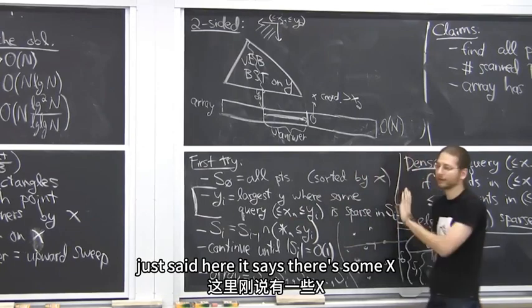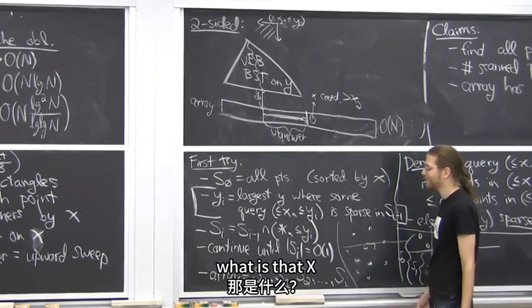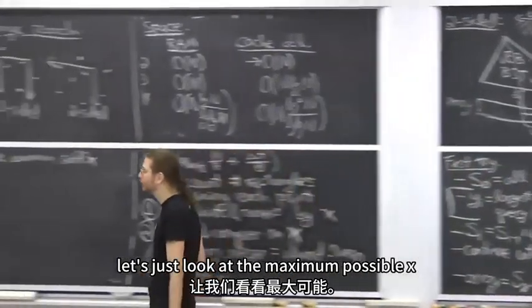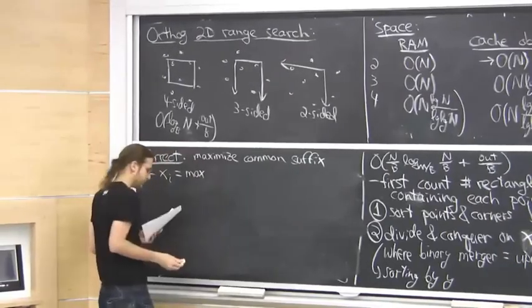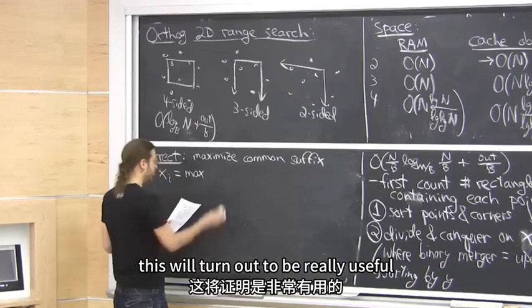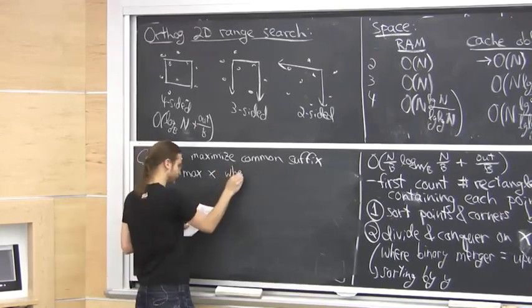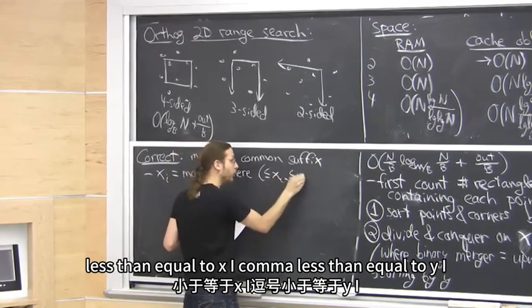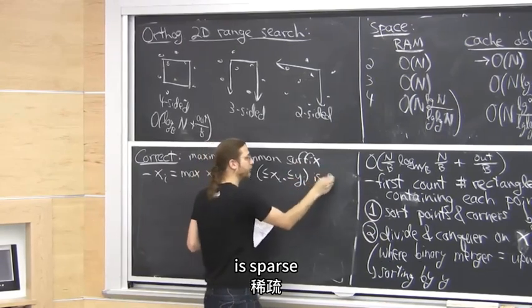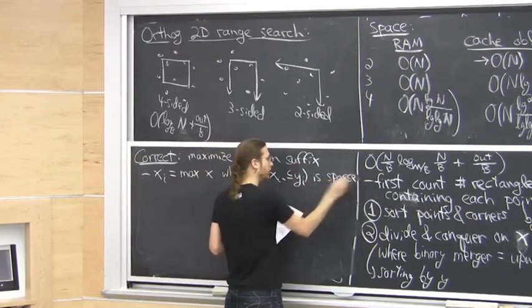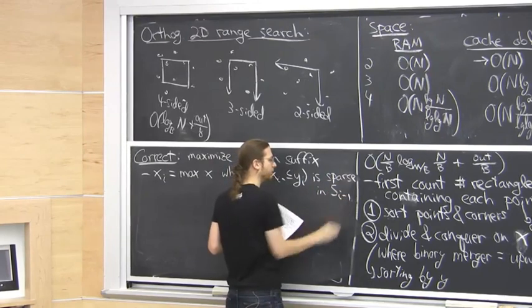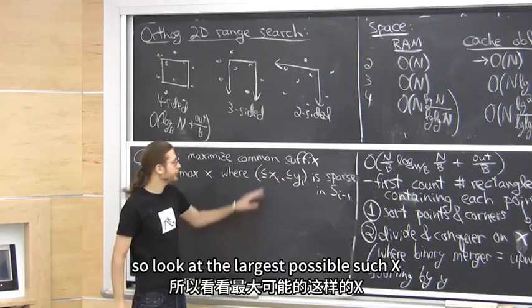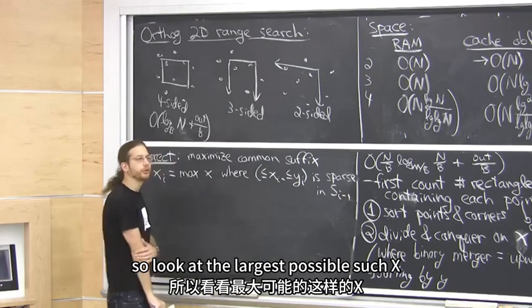Here it says there's some x. What is that x? Let's just look at the maximum possible x that it could be. This will turn out to be really useful. Maximum x coordinate where less than or equal to xi, comma, less than or equal to yi is sparse in si minus 1. Okay, we know there's something we can put in here that makes yi sparse. So look at the largest possible such x.